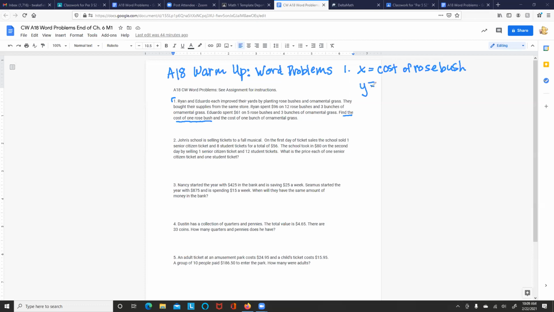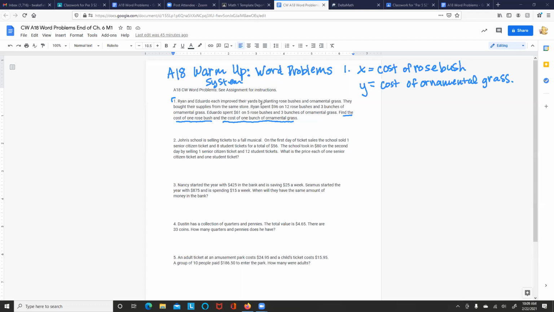We'll let y be the other variable. And the other thing we're trying to find is the cost of 1 bunch of ornamental grass. So cost of ornamental grass, so fake grass, right? Fake, pretty grass. Okay, maybe like, what do they call it? Turf, something like that. So x is the cost of a rose bush, y is the cost of ornamental grass. We need to come up with 2 equations, right? Because we've been doing systems, right? This is a system of equations. So we need to come up with a system of equations.